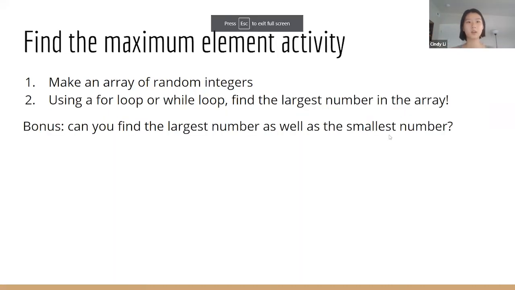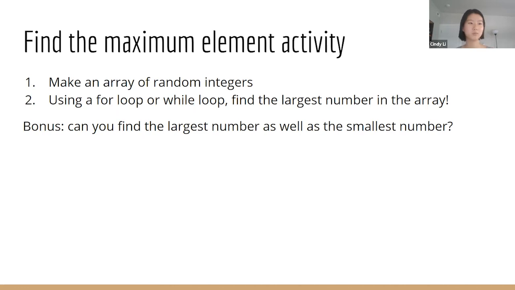Okay. So basically now we are going to do a very quick activity. I actually went over time a little bit, so you guys actually don't have much time to work on this activity. But it's basically: make your array of random integers. The array can be as long or as short as you want it to be. It doesn't really matter, but we suggest around 5 to 10 elements in the array. And then using a for loop or a while loop, find the largest number in the array. Now, very simple instructions, right?